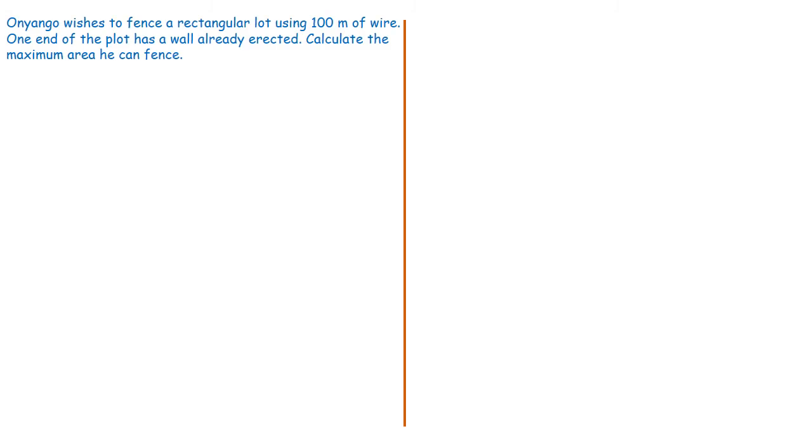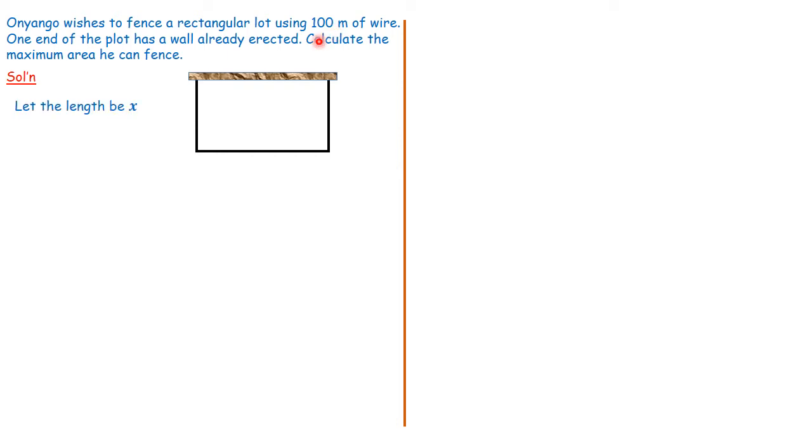Let's go to the last. In this last slide, we have two questions. We're told Onyango wants to fence a rectangular plot using 100 meters of wire. One end of the plot is already erected with a wall. Calculate the maximum area he can fence. Before we begin, we need to have an idea of what sort of thing we're having. We have a plot like this, a rectangular one. He has 100 meters, and therefore this length, this length, and this length should be fenced using the 100 meter wire.